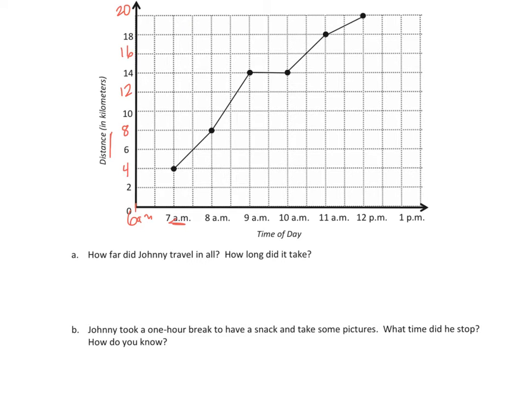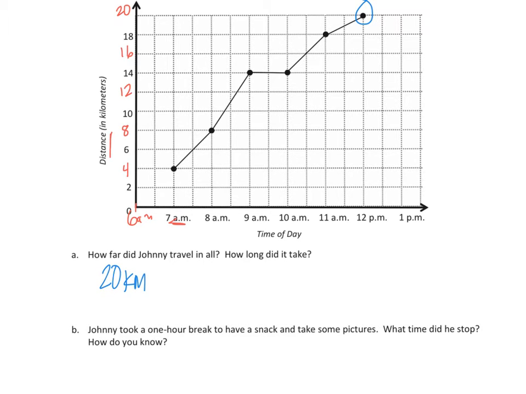And it says, for A, how far did Johnny travel in all? And to look at this, I just want to see where the graph ends. And it ends right here, and it's right at the 20 kilometer line. So that's how far he went in all.